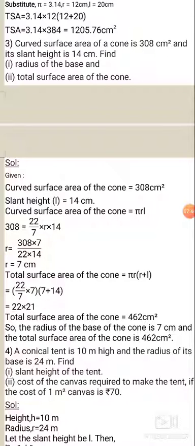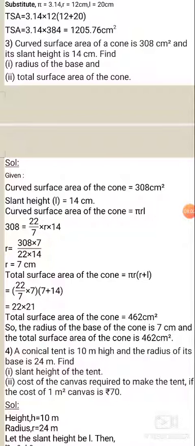Now a conical tent is 10 meter high. So tent is what? It is conical in shape. 10 meter high. High means what? It is the perpendicular height. And the radius of its base is what? 24. So first we need to find out what?